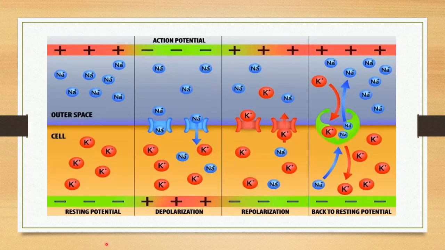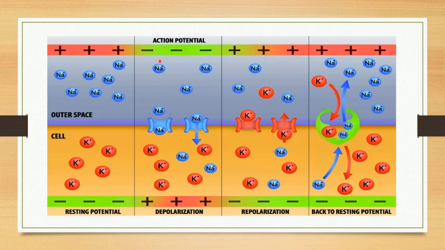Now I hope you got a clear idea about resting potential, action potential, depolarization, and repolarization. Now look at this picture. In resting potential, that is, when the cell is at rest, you have positively charged potassium ions inside the cell and positively charged sodium ions outside the cell. The outside of the cell is more positively charged relative to the inside of the cell.